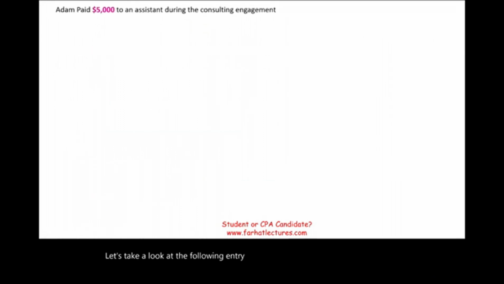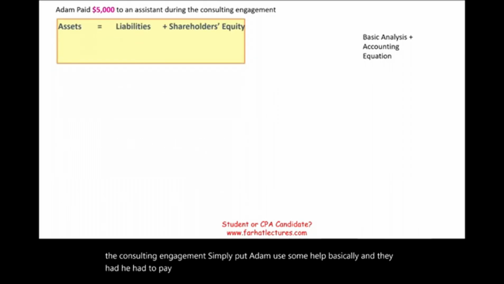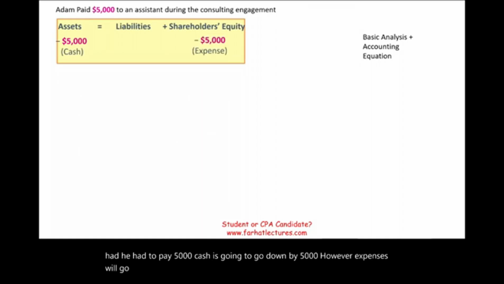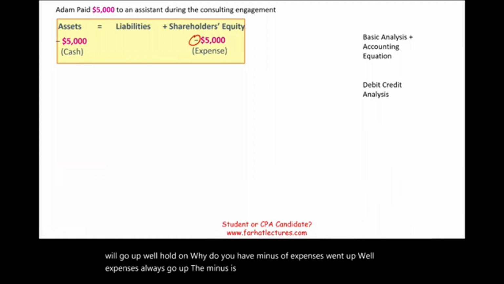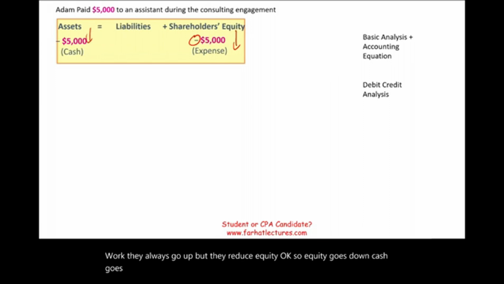Adam paid $5,000 to an assistant during the consulting engagement. Simply put, Adam used some help, basically, and he had to pay $5,000. Cash is going to go down by $5,000. However, expenses will go up. Well, hold on. Why do you have a minus if expenses went up? Well, expenses always go up. The minus is to indicate expenses are reducing equity. That's how expenses work. They always go up, but they reduce equity. Okay, so equity goes down, cash goes down, everything remains in balance.